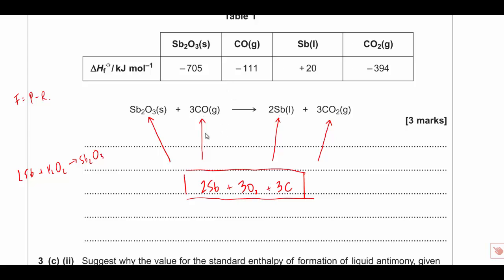So because I'm forming 3 moles here, this for example is going to be 3 times minus 111. This is just going to be minus 705. Sb is going to be 2 times 20, and CO2 is going to be 3 times minus 394. This one here, you might say, well, what's going on here? This doesn't make any sense because we're forming the element, but note that it's not in its standard state. This would be Sb solid, Sb liquid, so it's changing state there. So we're not forming just the same element, we are changing. It's being formed from its elements in their constituent states, but it is not in its standard state as a liquid there. So just bear that in mind.